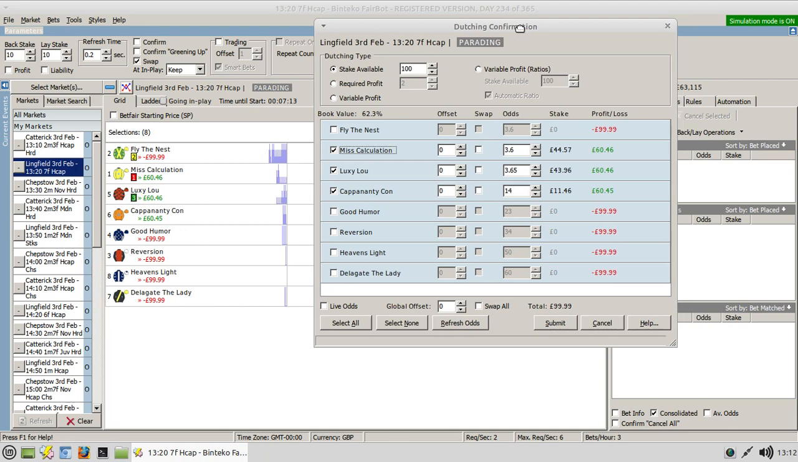But as I say, for these selection processes that we're going to cover over the next few videos, I don't have the data to say whether they are profitable long term as Dutch bets as opposed to trading out in running.